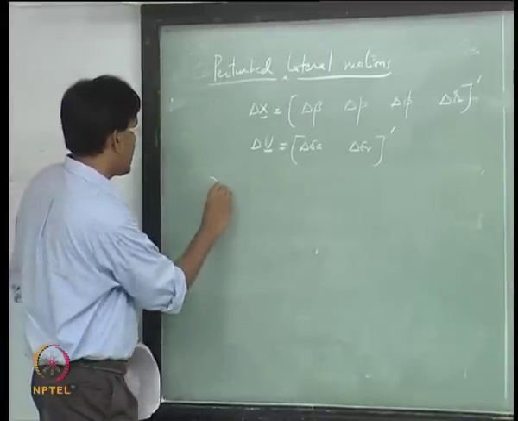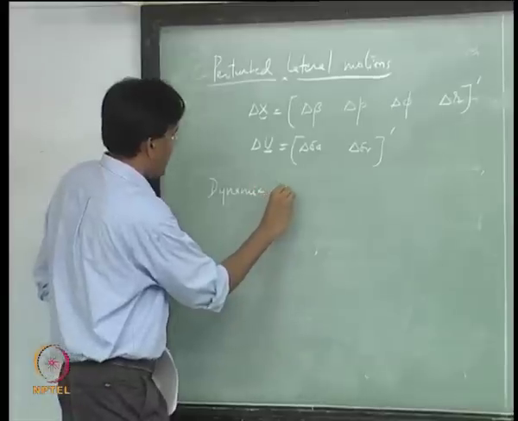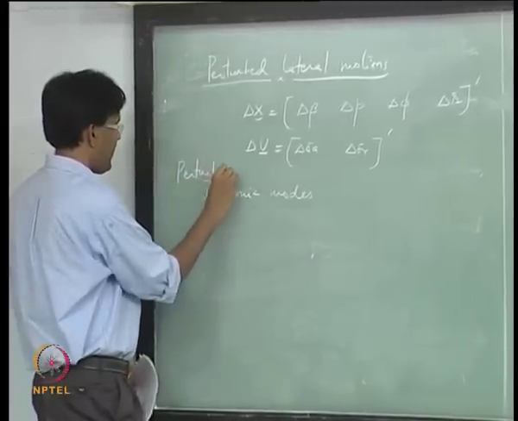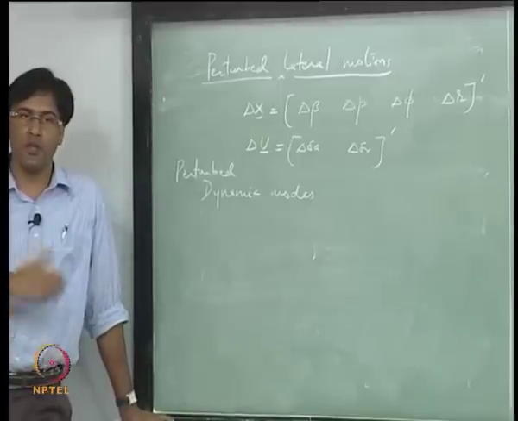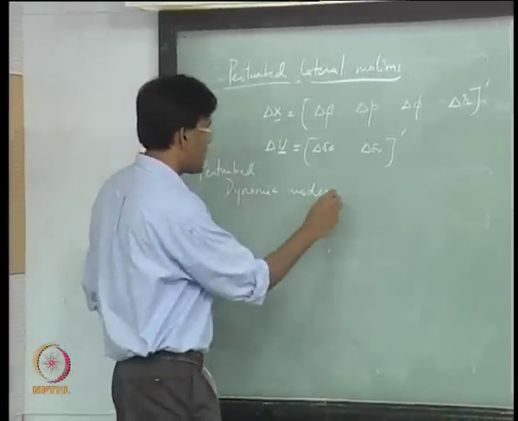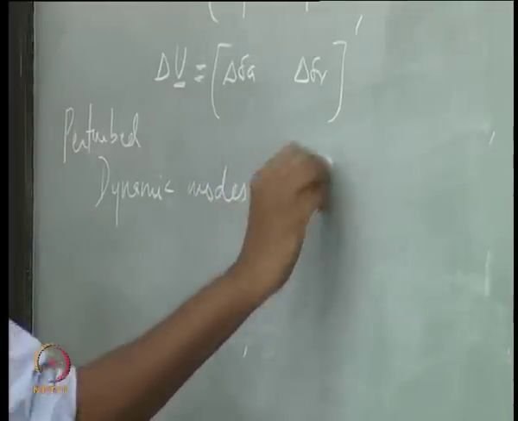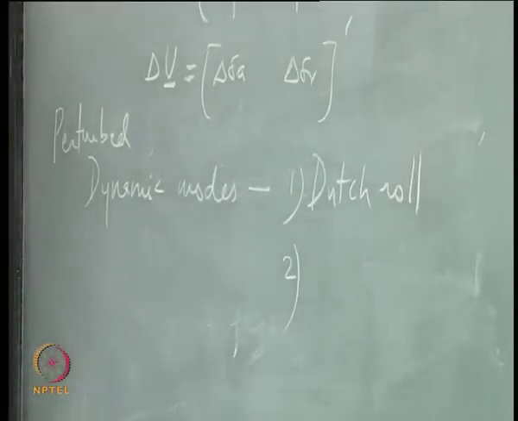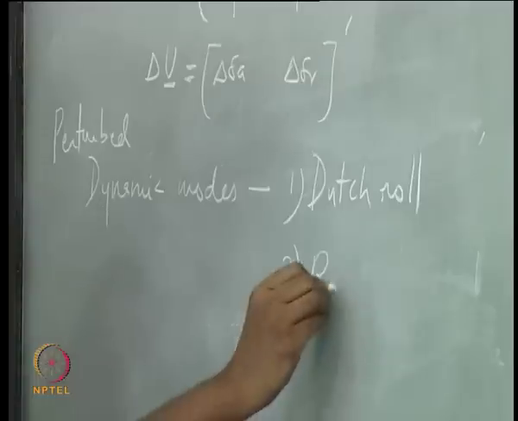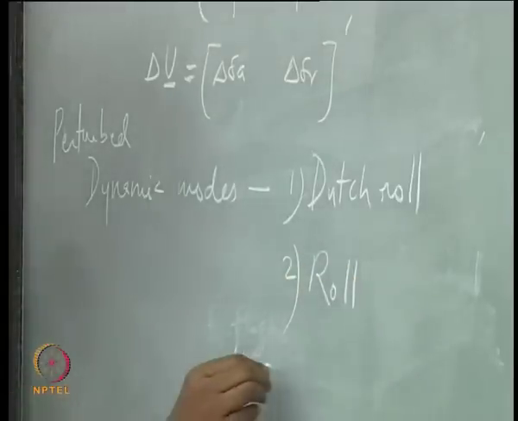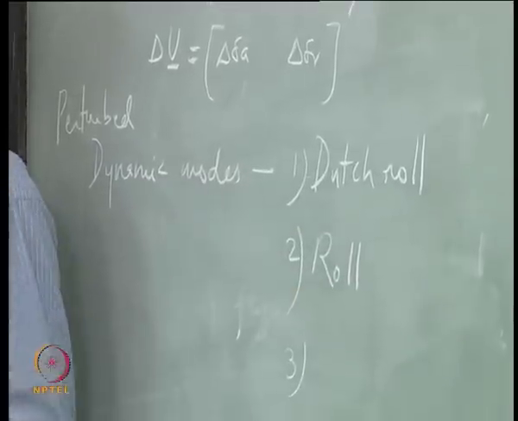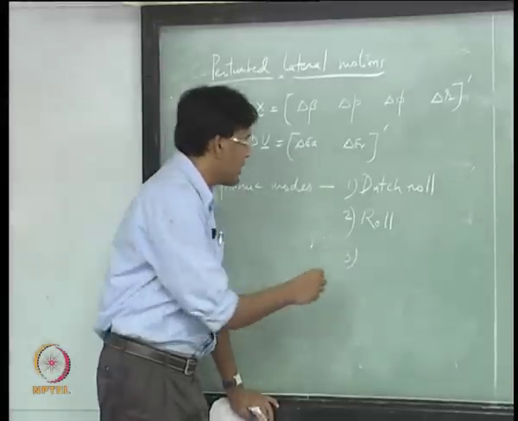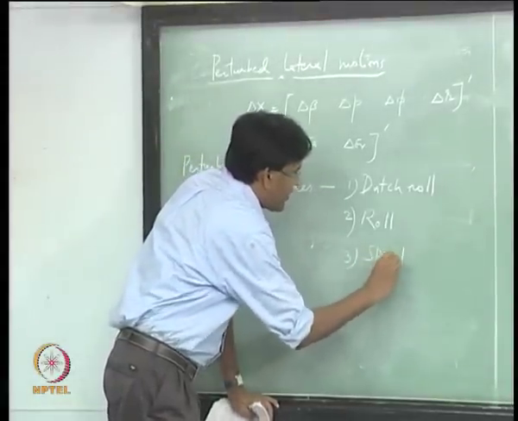The dynamic modes of perturbed motion are related to the perturbed motion of the aircraft from the equilibrium state. So the dynamic modes here are Dutch roll, second is roll. Now Dutch roll is different from roll. It appears to be rolling but it is not actually rolling, that is why this name. And spiral.